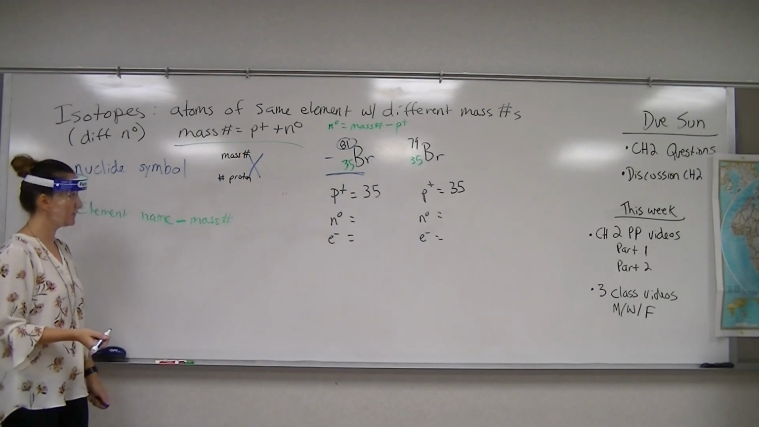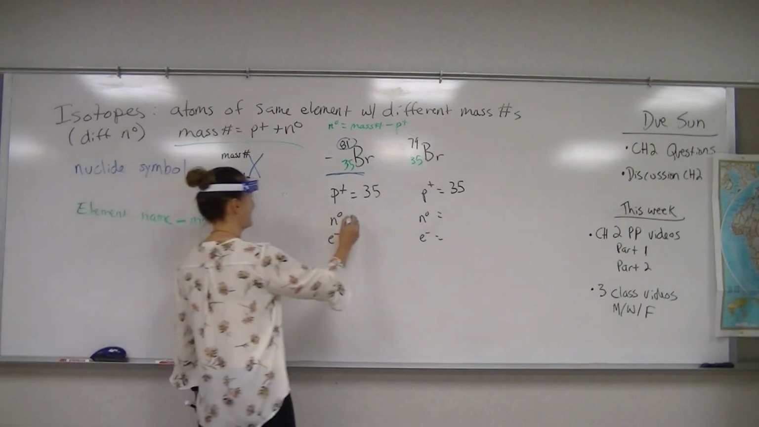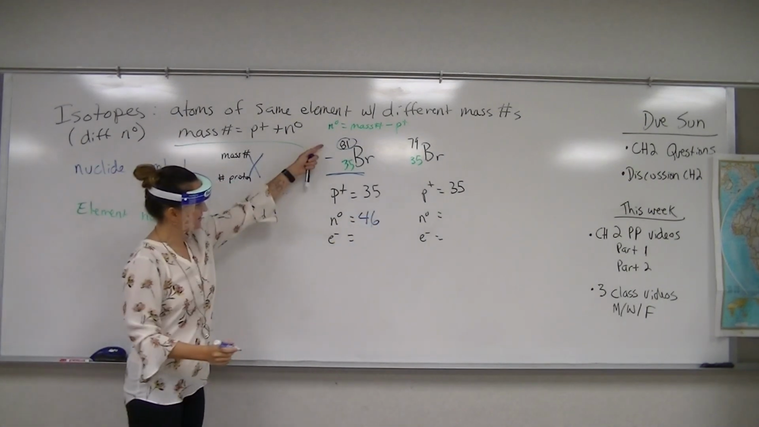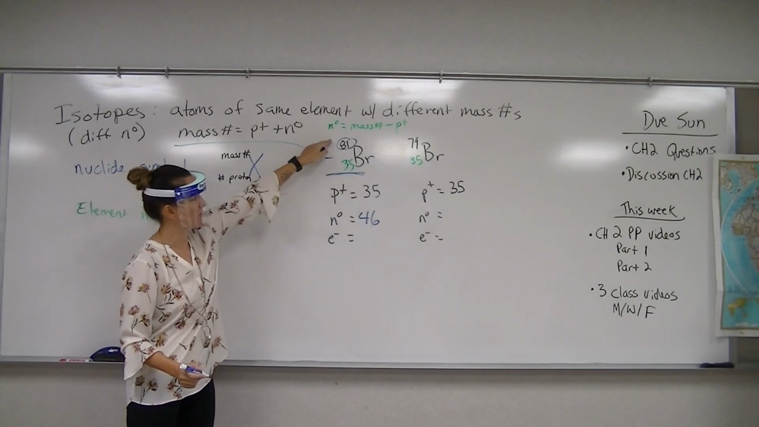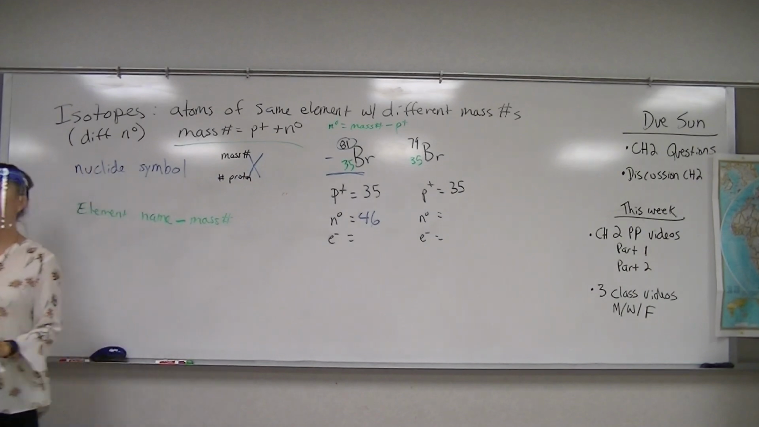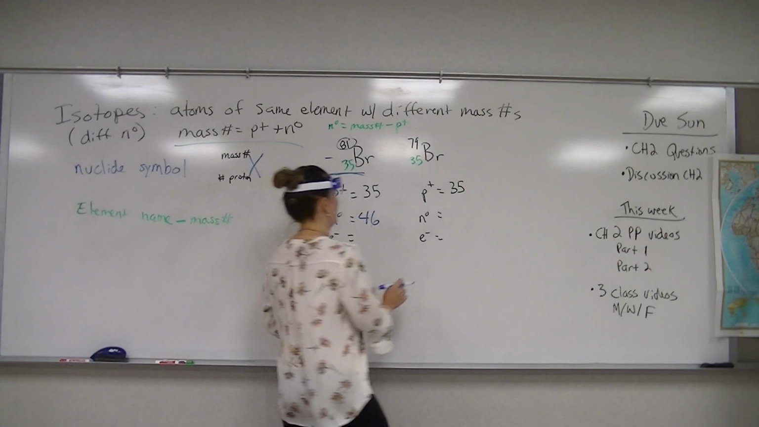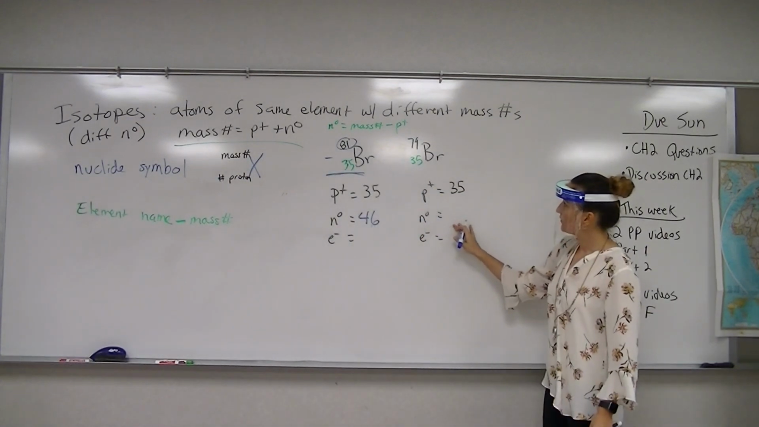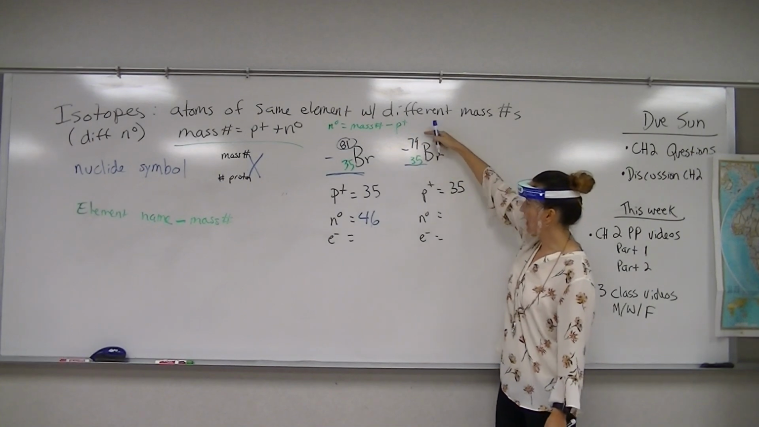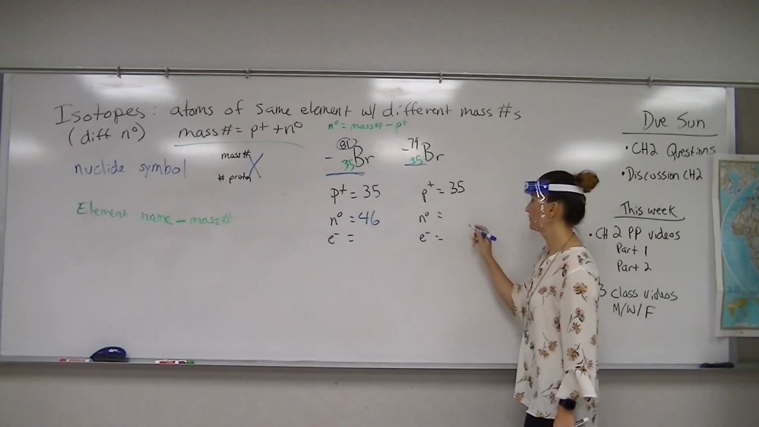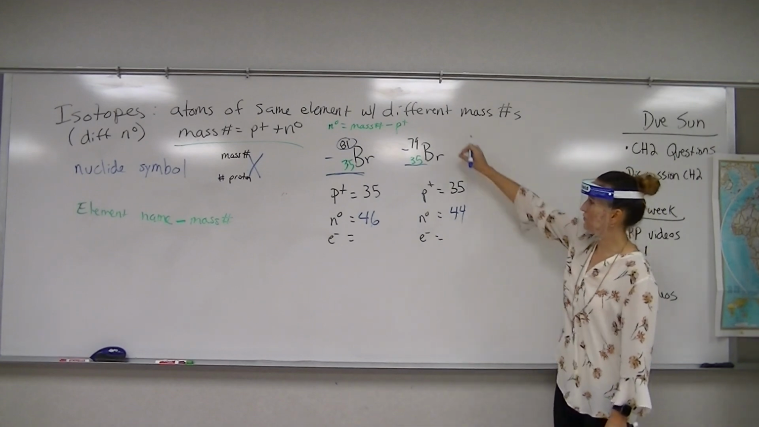81 minus 35, I have no idea because I'm using what math in my head. 46. 46, thank you. So subtracting those two numbers gives me 46. Notice if you add these two, it should equal the mass number. Mass numbers are always whole numbers. Okay. So neutrons for a different isotope of the same atom should be different. So once again, we're subtracting those two. 44 this time. And adding those should give you 79.